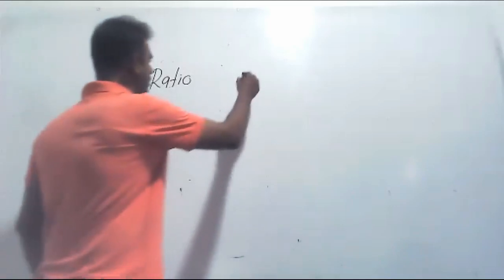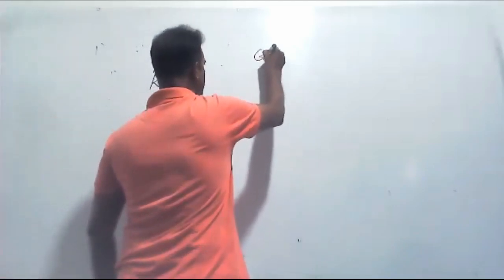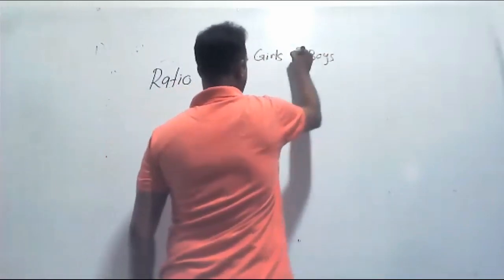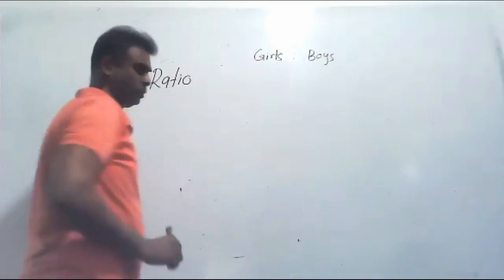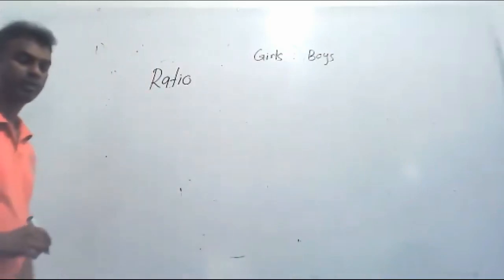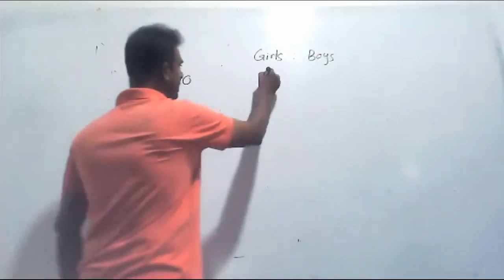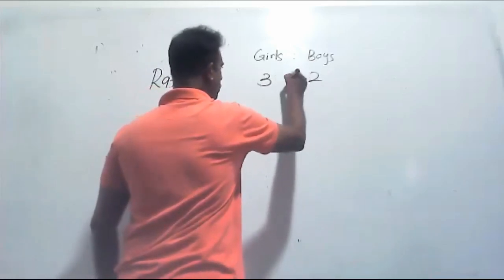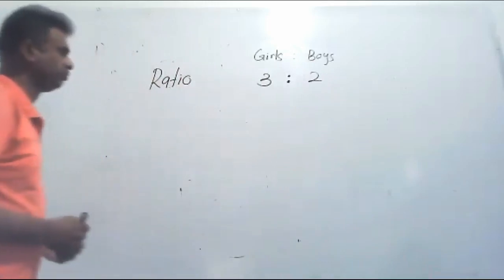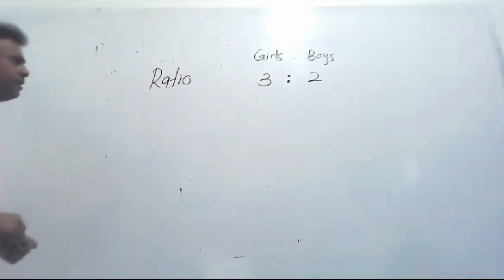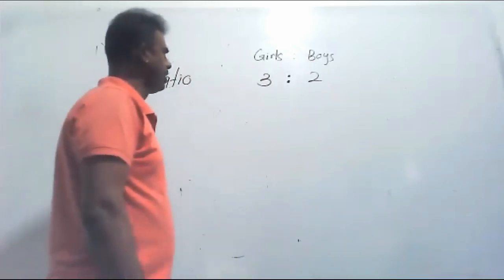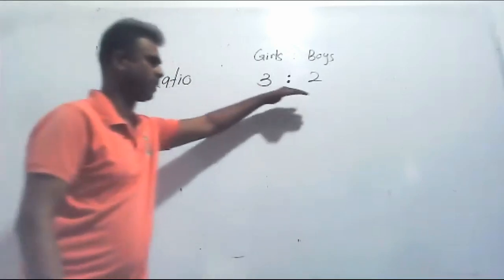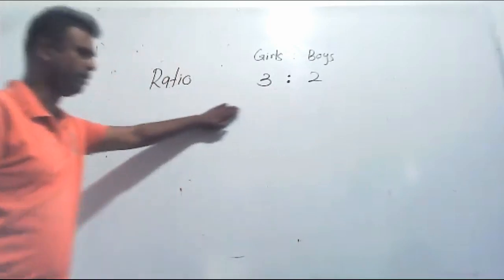Firstly, we write the ratio. Girls to boys. Girls, 3. Boys, 2. 3 to 2. Firstly, we want to write this.